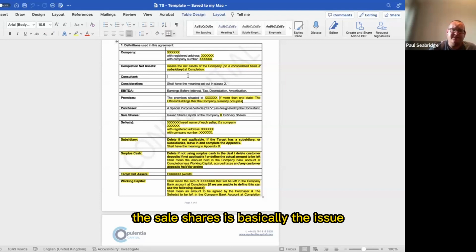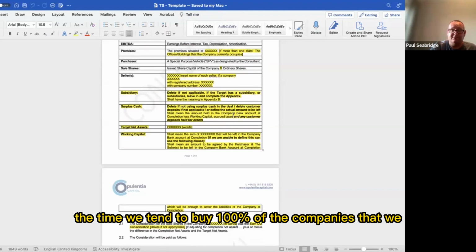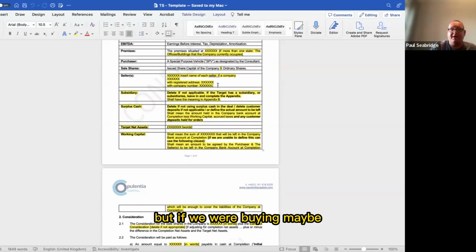The sale shares is basically the issued share capital of the company if we're buying all of the shares, which most of the time we tend to buy 100% of the companies that we get involved in. But if we were buying maybe a majority stake, then obviously we would state so here. The seller will be the names of all of the shareholders mapped out here. If there was a subsidiary company, then this would be explained here.